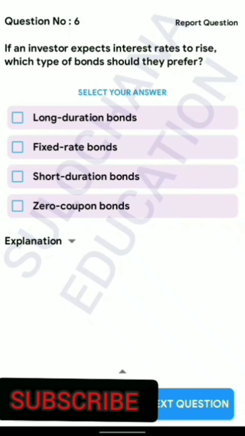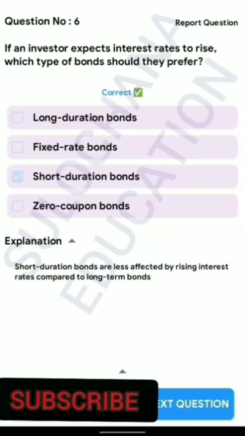If an investor expects interest rates to rise, which type of bonds should they prefer? Options are A, long duration bonds, B, fixed rate bonds, C, short duration bonds, D, zero coupon bonds. And answer is option C, short duration bonds.